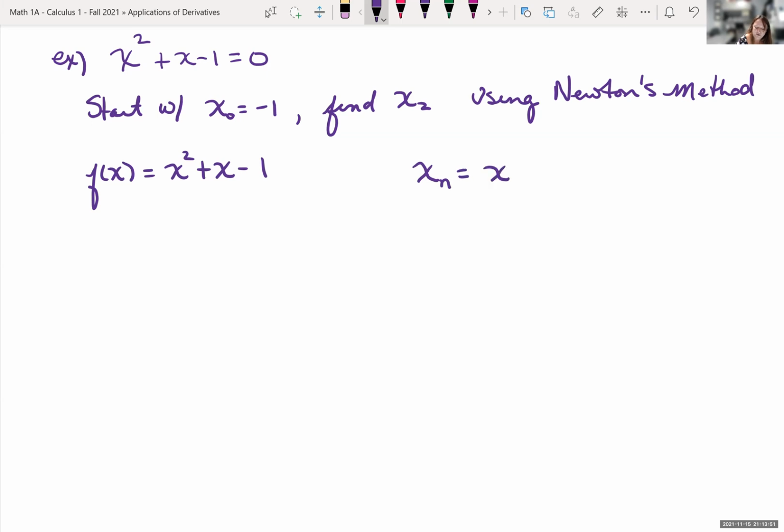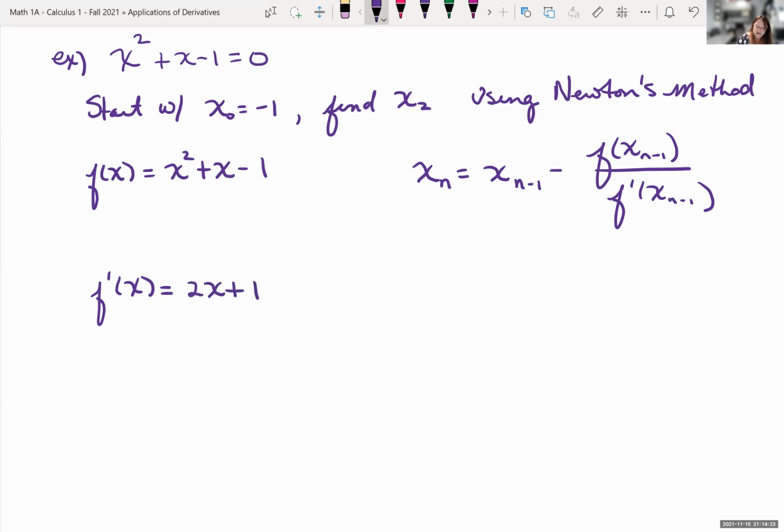So x sub n is equal to x sub n minus 1 minus f of x sub n minus 1 all over f prime of x sub n minus 1. So a couple things we need to find. We need to find the derivative of this function. And that's not too bad, right? So f prime of x gives us 2x plus 1. And then we need to evaluate this, first of all, when x sub 0 equals negative 1. So let's plug that into our original function and see what we get back.